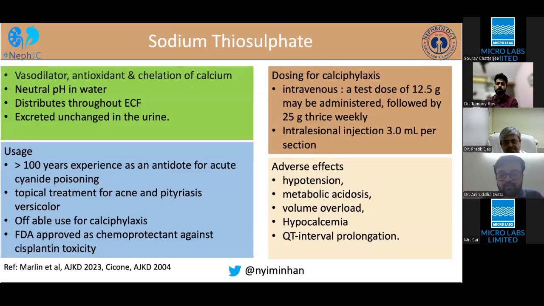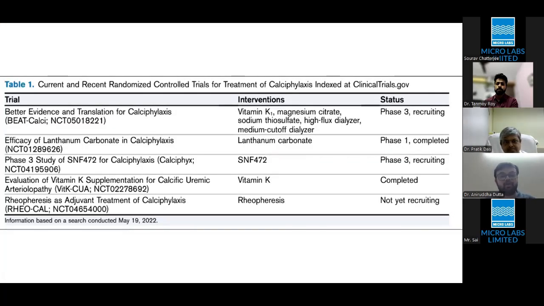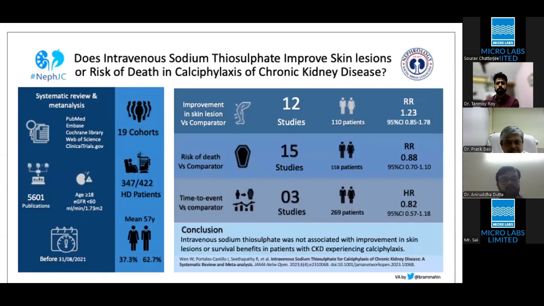and intralesional per session. And the other trials for use of drugs in calciphylaxis, mainly in which sodium thiosulfate and other interventions are compared. Another trial called CALCIFIX is mainly on the inhibitors, and is undergoing recruitment. The compilation and meta-analysis of the multiple trials showed that there was a beneficial role of using sodium thiosulfate in terms of prevention of or reduction in the risk of death, as well as improvement in the skin lesion, as well as the time to event in this particular group of patients.